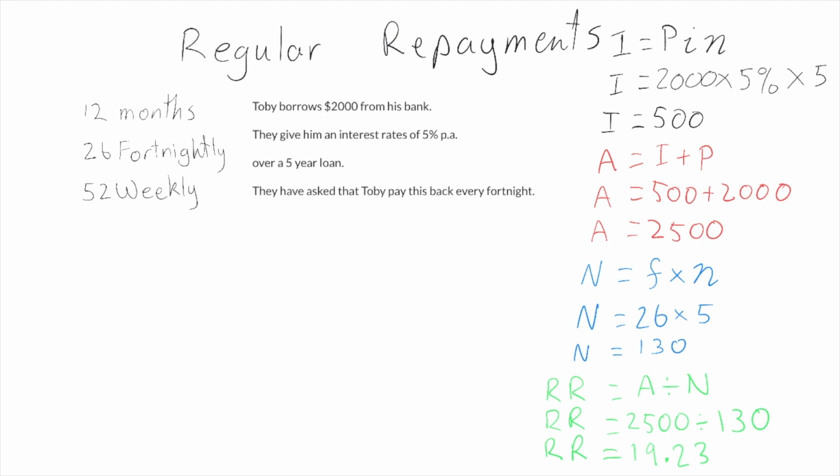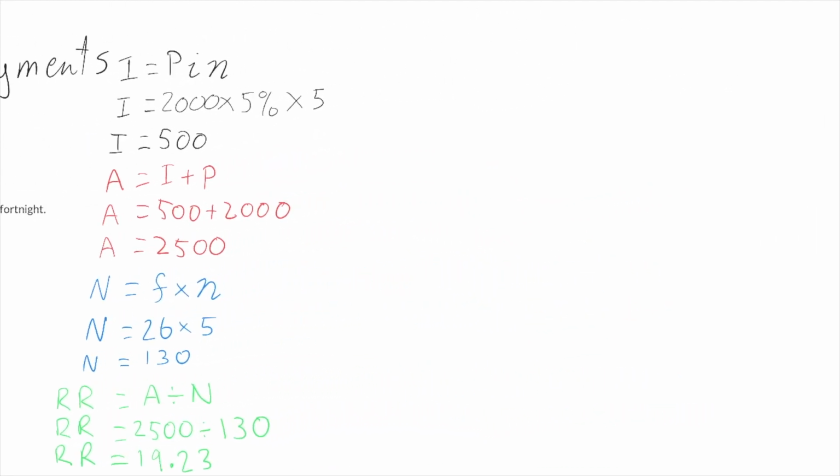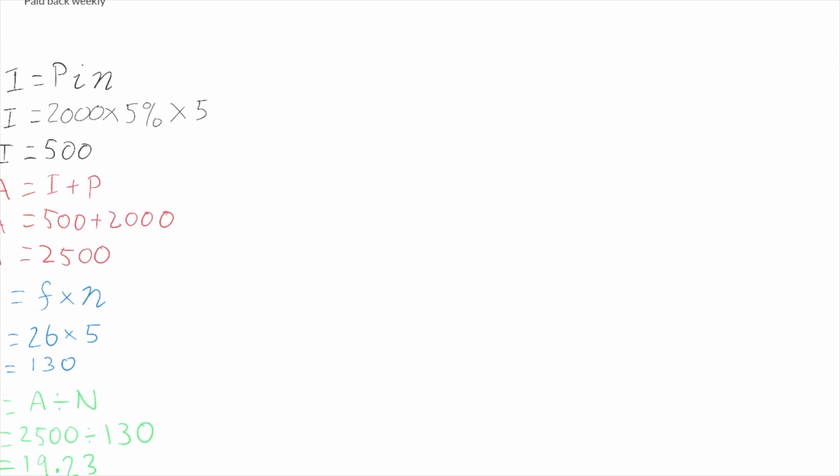Here we go. So let's move this over here so we've got a bit more space, and we are going to bring this one over to here. Tina has borrowed $5,000 at an interest rate of 6% per annum over 3 years, paid back weekly. So pause the video, see how you go.